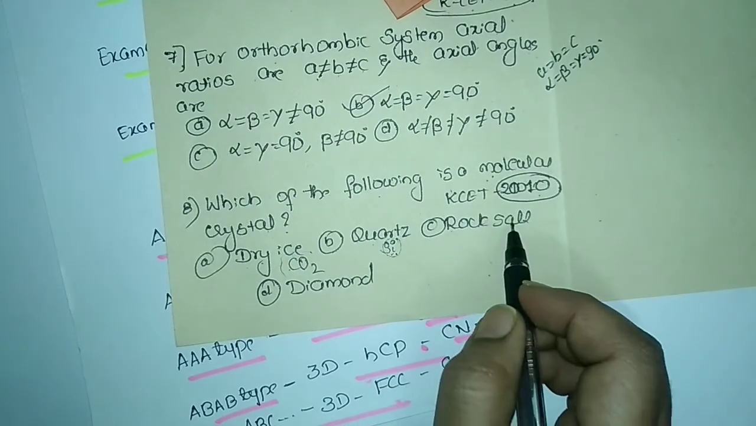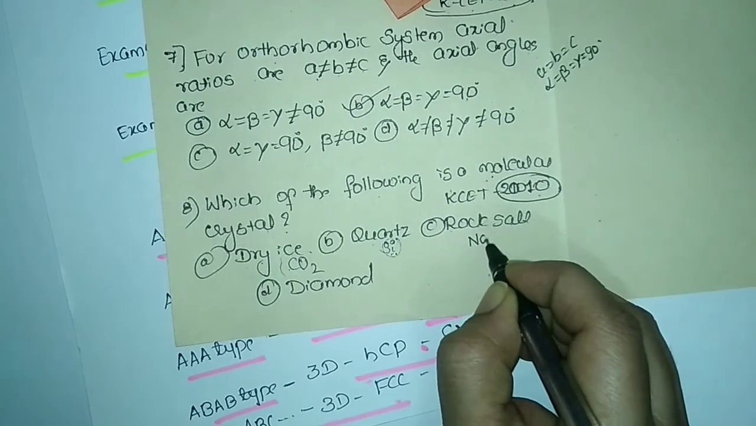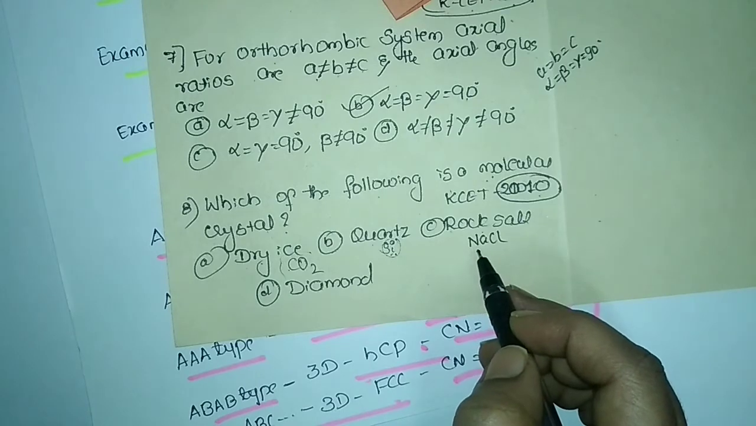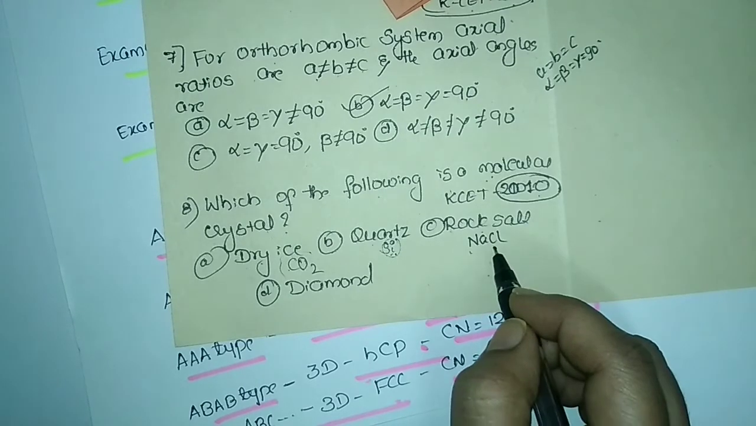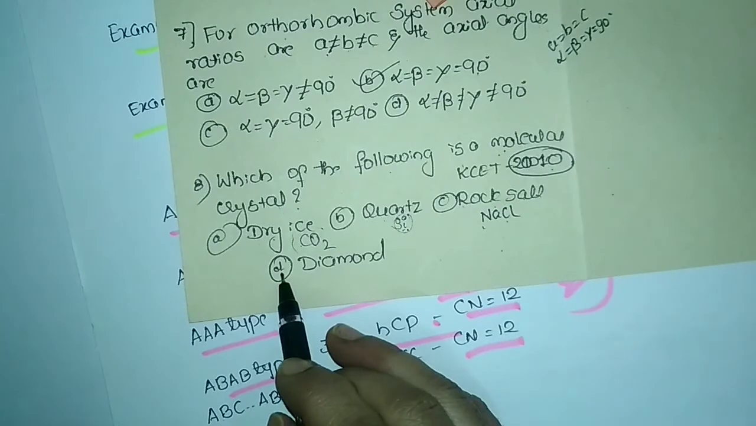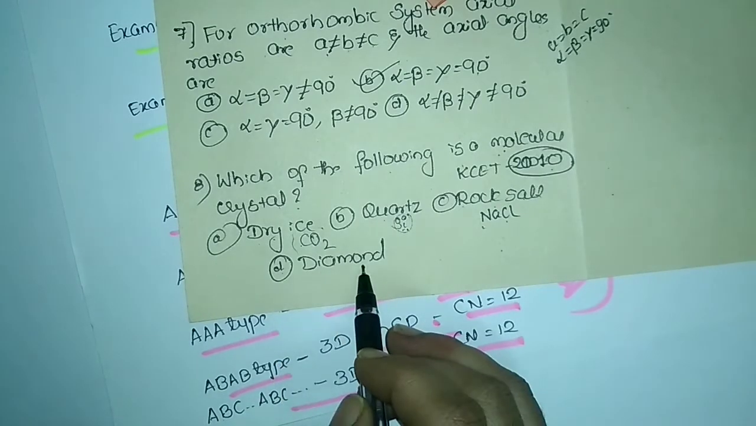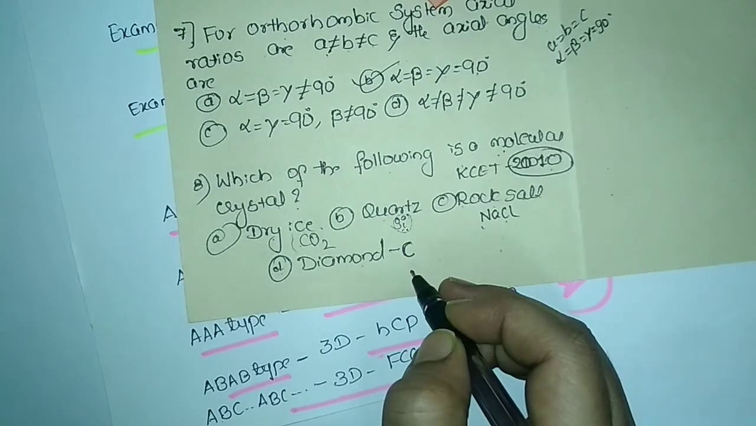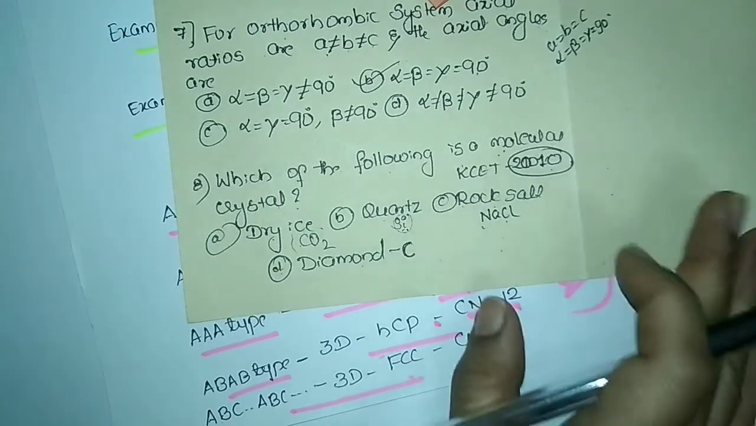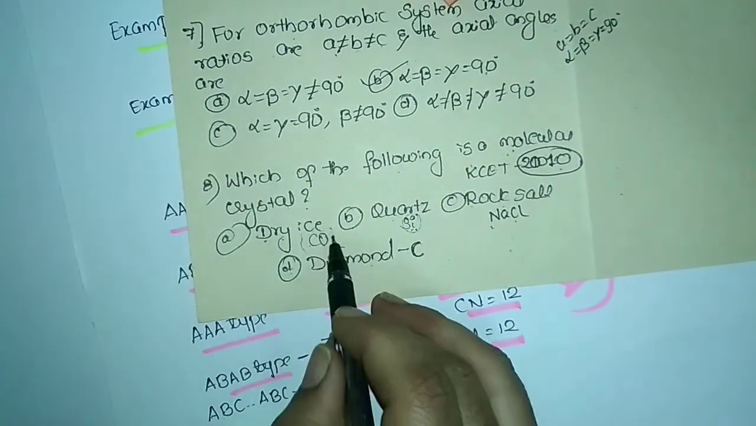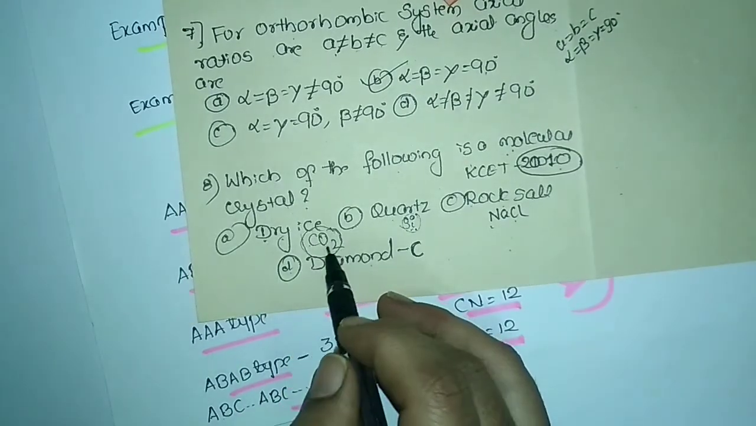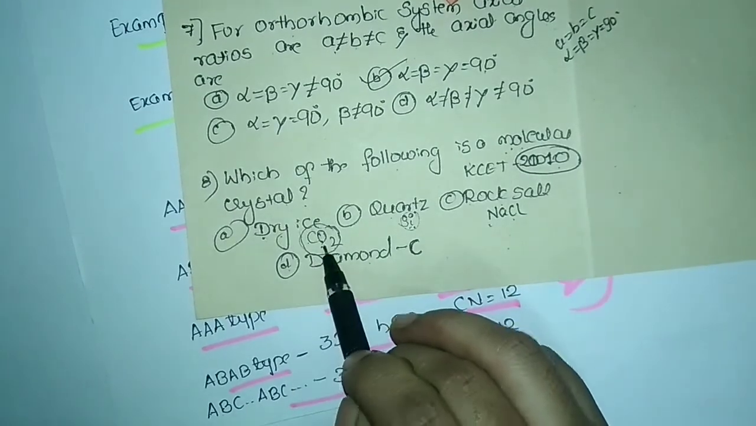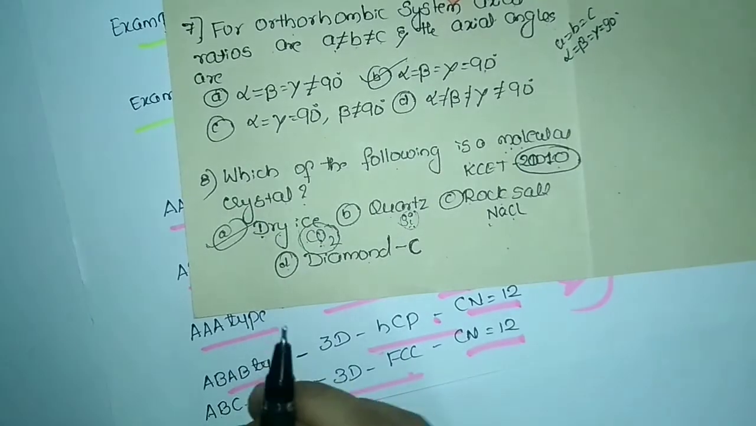Rock salt is nothing but sodium chloride. Sodium chloride is an example of ionic solids. By looking only, we can see that. Now for D, it's a diamond. A diamond is nothing but carbon, so diamond will come under covalent or network solids. So the only option I have is dry ice, which is solid carbon dioxide. We know that carbon dioxide is a molecule, so it is a molecular crystal. So option A is the correct answer.